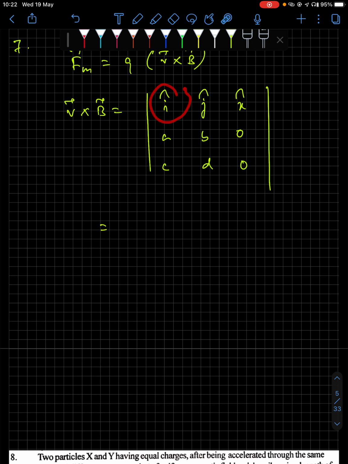For I cap, you multiply these two: B into 0 is 0, D into 0 is 0. So I cap does not exist here, it is 0. For J cap, now I cap value minus J cap, then for J cap you multiply A into 0 and then C into 0, minus A into 0 minus C into 0, that is also giving you 0. Finally plus K cap, A into D and C into D, so your K cap value exists, that is AD minus CD.